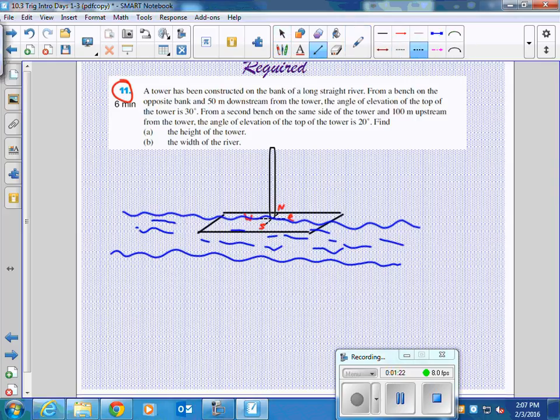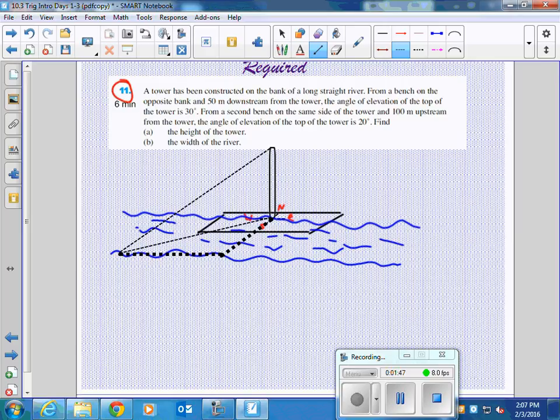So a tower has been constructed on the bank along a straight river from the bench opposite the bank. So here's the opposite side. Notice that it's straight across at this little angle. There's a cross. And then it's 50 meters downstream. And from there, we get an angle of elevation from the bottom of the pole to the top of the pole. So here's what I did. I went across the stream, then I went down 50, and then I got an angle of elevation.